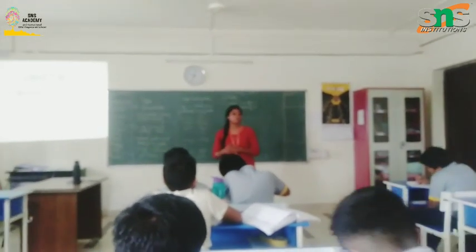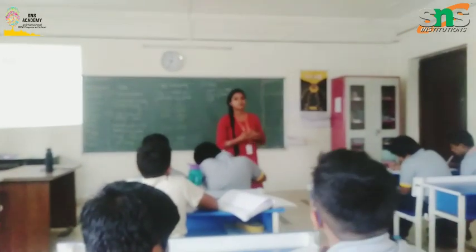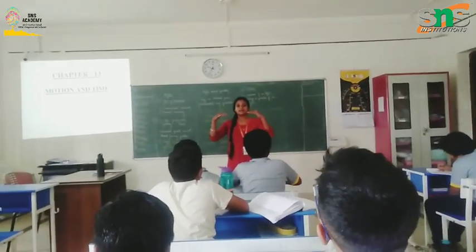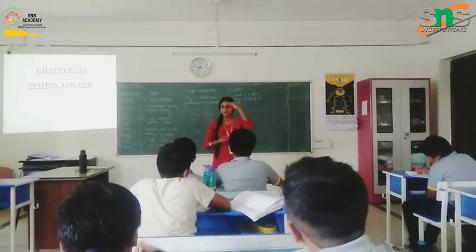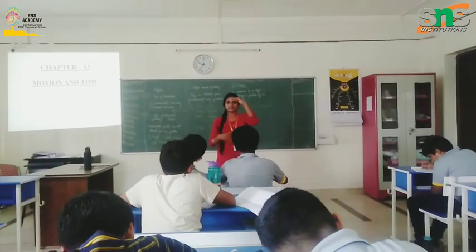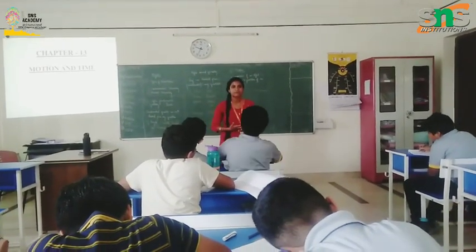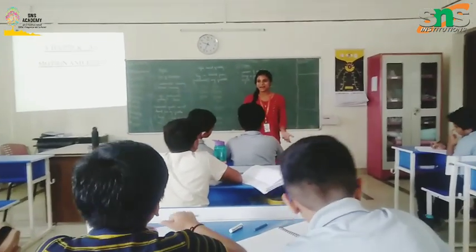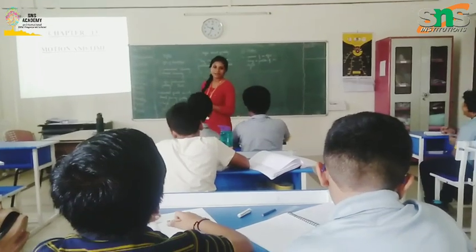The next type of motion is periodic motion. For periodic motion, we took the example of a simple pendulum. A simple pendulum is nothing but a bob attached to a string, so when you move it, it will go front and back. You can also take the example of a clock's pendulum, which moves front and back. That is an example of periodic motion.